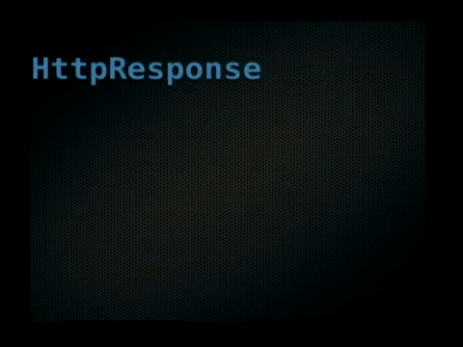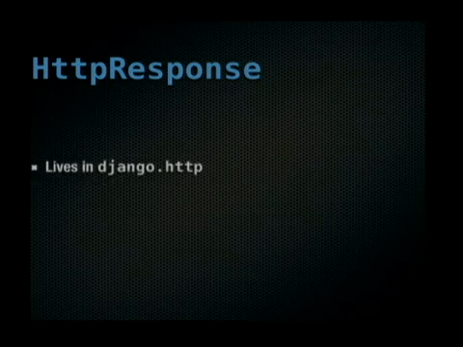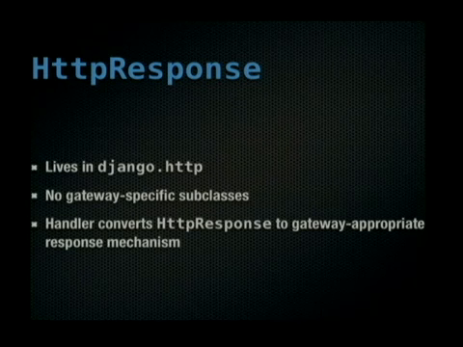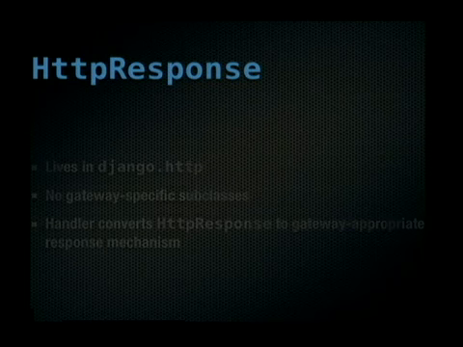Ultimately, the goal is to return an HTTP response. Again, this lives in django.http. Thankfully, this time, we don't have to have a WSGI response and a mod_python response, because the way this works is we return an HTTP response, and whichever handler we're on will take that response and convert it into whatever is appropriate for the gateway we're using. So for example, if it's a WSGI response, it will invoke the start_response handler with the correct data and then go from there. So you don't have to worry about that too much, which is why you can just directly instantiate HttpResponse and not worry about it.